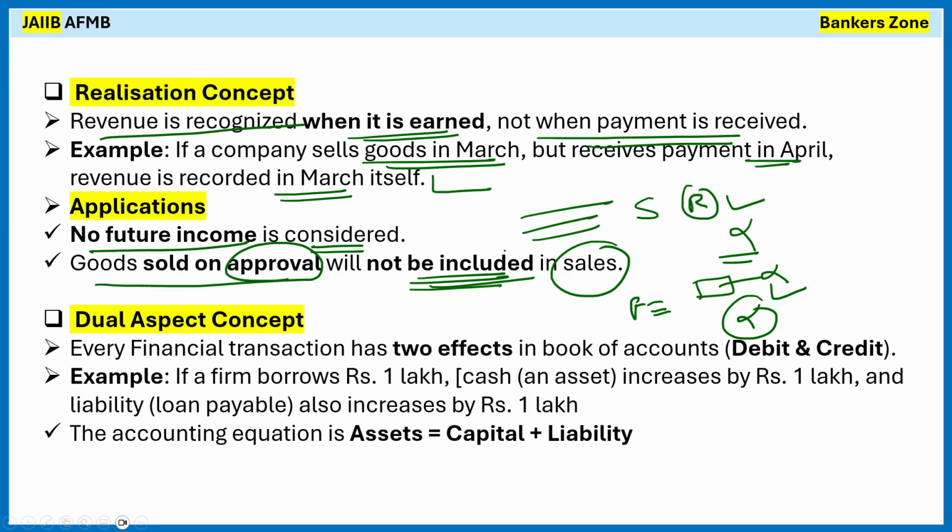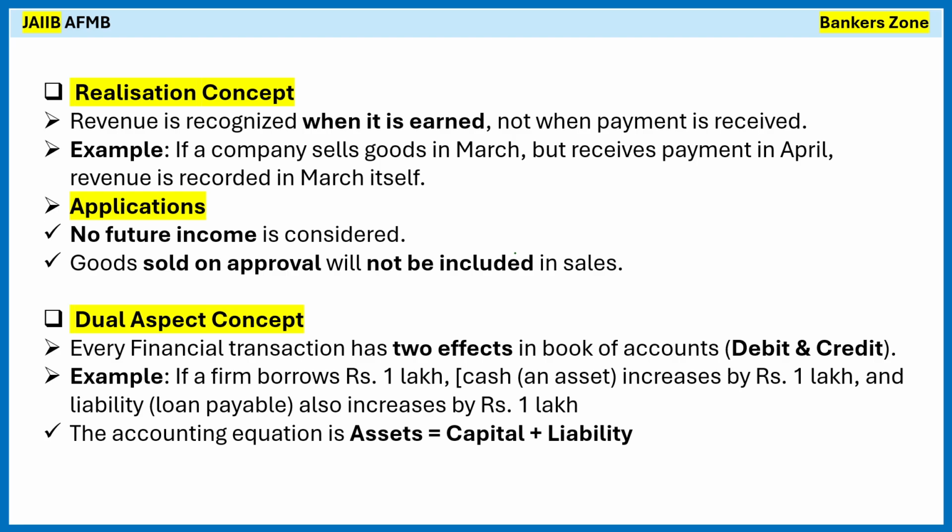Remember, in the case of the realization concept, revenue is recognized when it is earned, and we do not have to wait until the payment is received. Once it is earned, it will be recorded. For example, goods sold in March, payment received in April. We will record revenue in March itself, when the goods are sold.